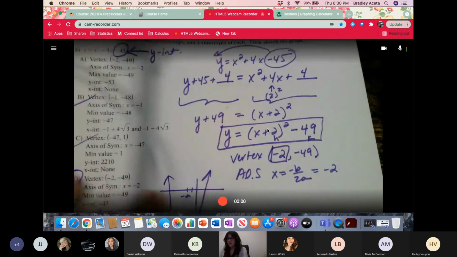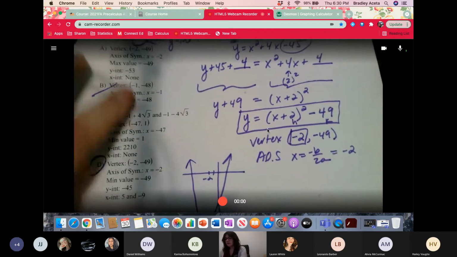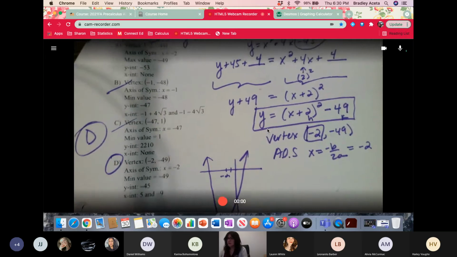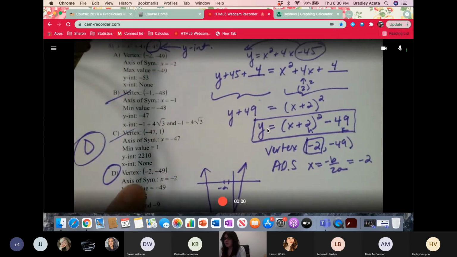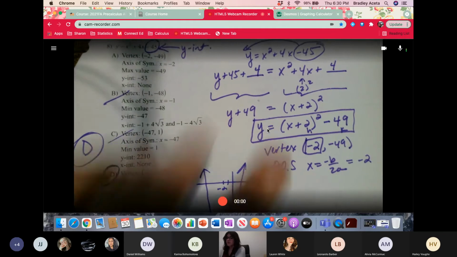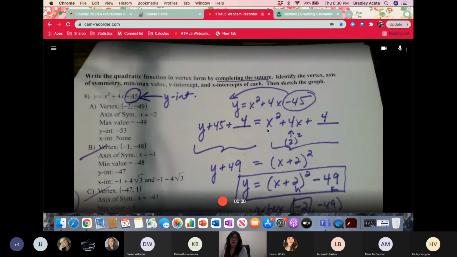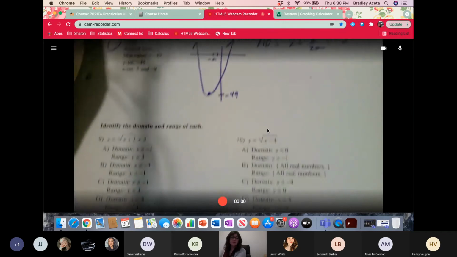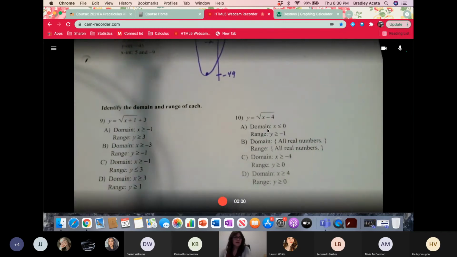Honestly, if you have that much information for me, you can realize that the correct answer would be D itself. Probably just from the y-intercept, you could see the only y-intercept that has a -45 was this one. But you still have to show the completing of the square. Okay, has to be done. That's part of this course.